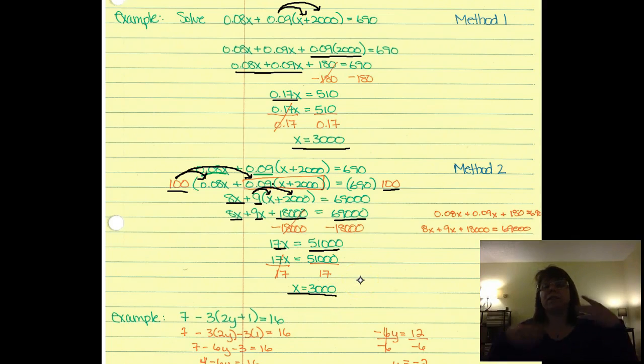Now you probably still want to verify, but look, we did this two different ways. I got 3,000 both ways, both in method 1 and also in method 2. Therefore, I'm pretty sure my answer is correct.